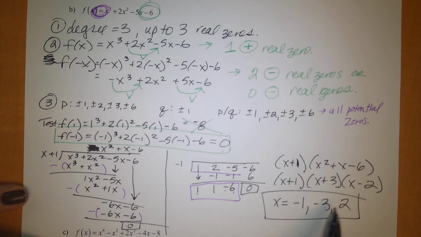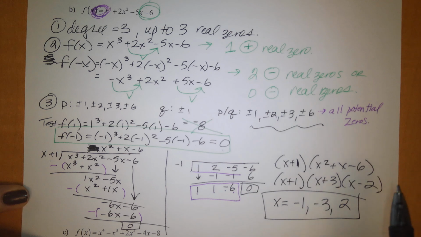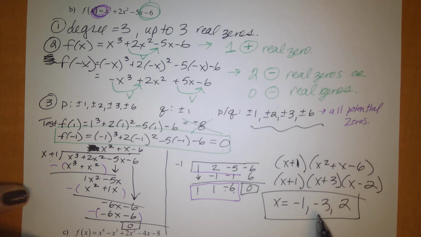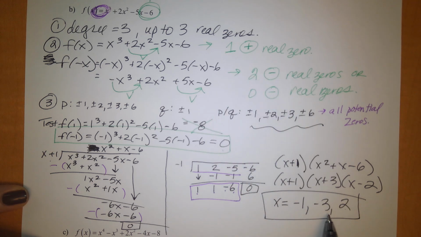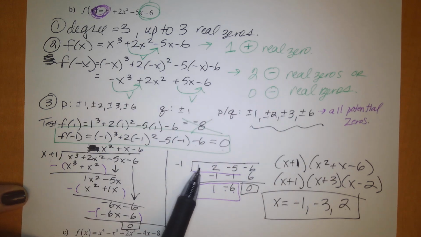And look, all of those numbers are in my list right here. Negative 1, negative 3, and positive 2. And the signs also match. I said I'd have one positive, and I said I might have up to 2 negatives. So all of these details will point in the same direction.